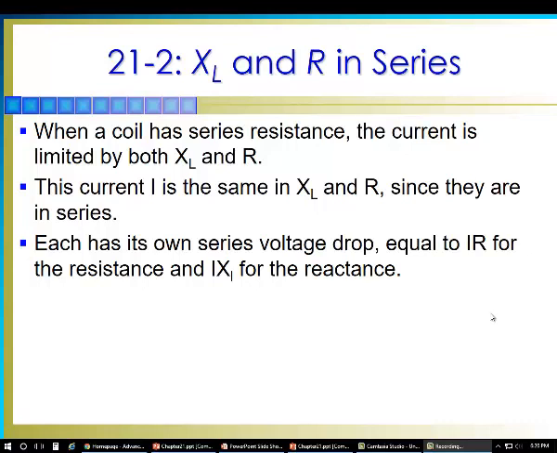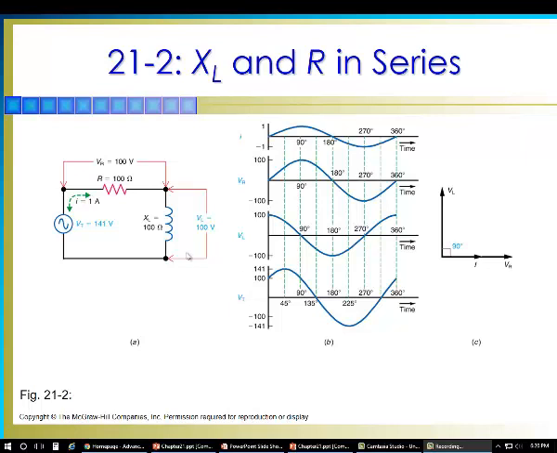And each one of them has their own voltage drop. In other words, we have some voltage drop across the resistor, and there will be some voltage drop across the inductor as well. Here is an example of a series circuit. We have the total voltage of 141 volts. We have a resistor of 100 ohms in series with an inductor that has an inductive reactance of 100 ohms.